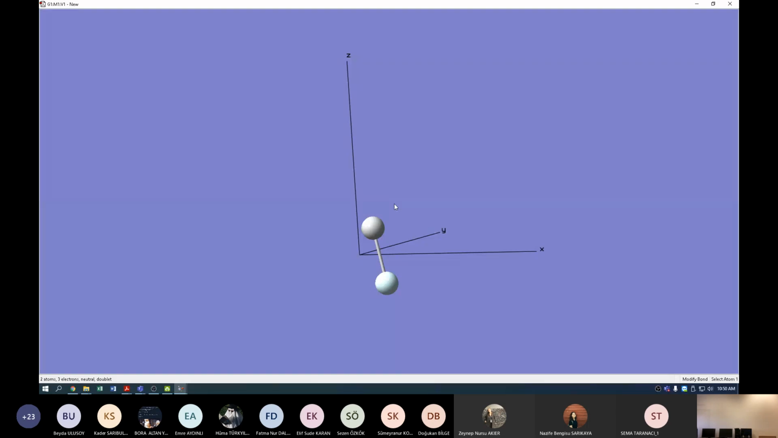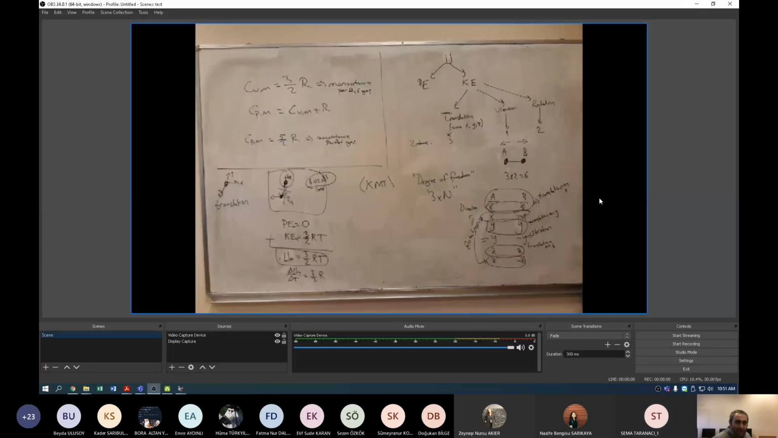I can have one vibration and I can have two rotations. Yes, I moved on the board, but I haven't switched my screen. Okay, I am right here.